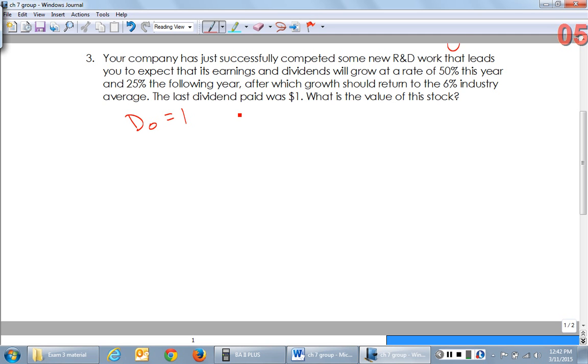So we can calculate D1. Let's put this on a timeline first. We want to know the value of the stock at time period 0. So from time 0 to time 1, dividends will grow at 50%. So the growth rate is 50%. From time 1 to time 2, dividends are going to grow at 25%.